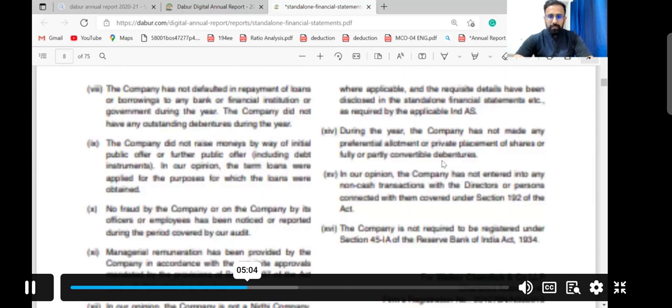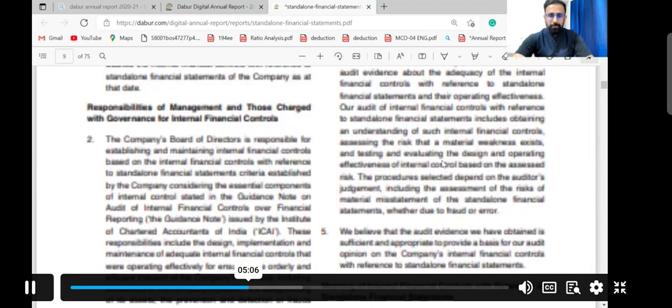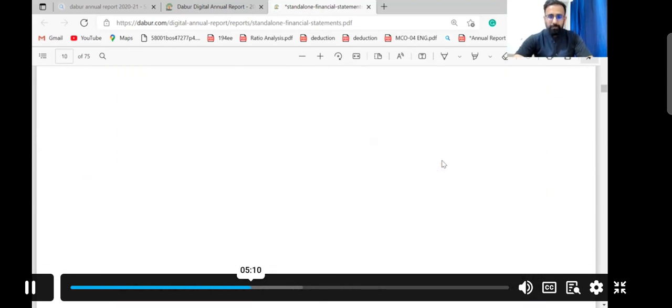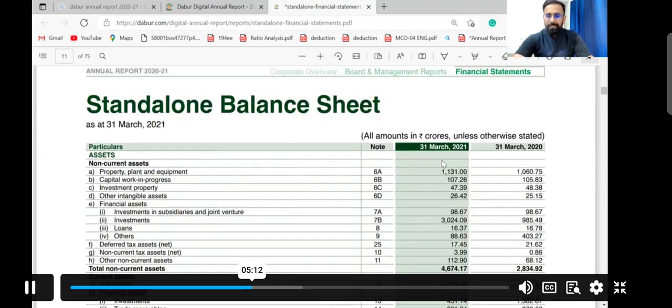So here they have provided some other information. These are auditor information, so I will be skipping the auditor information. And if you see here, you can see the balance sheet, right? I have already discussed the balance sheet.